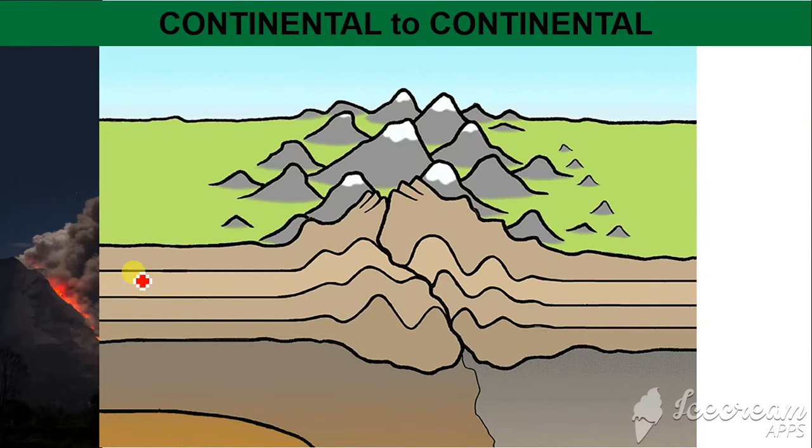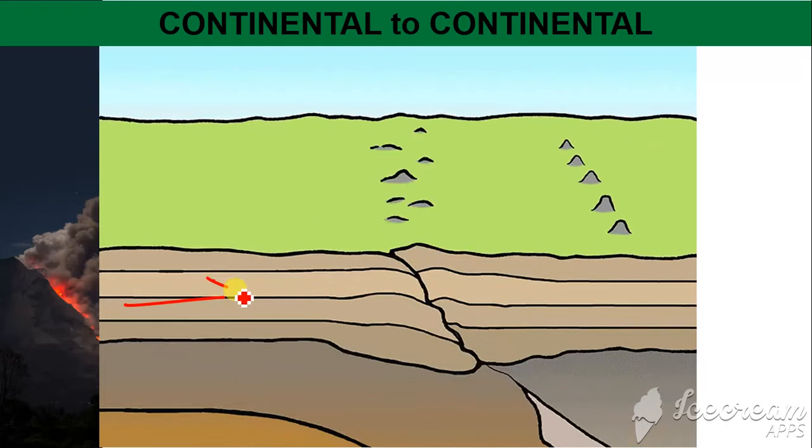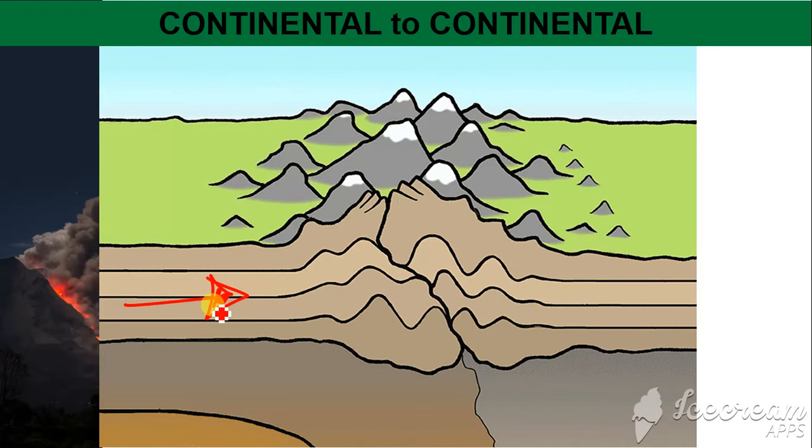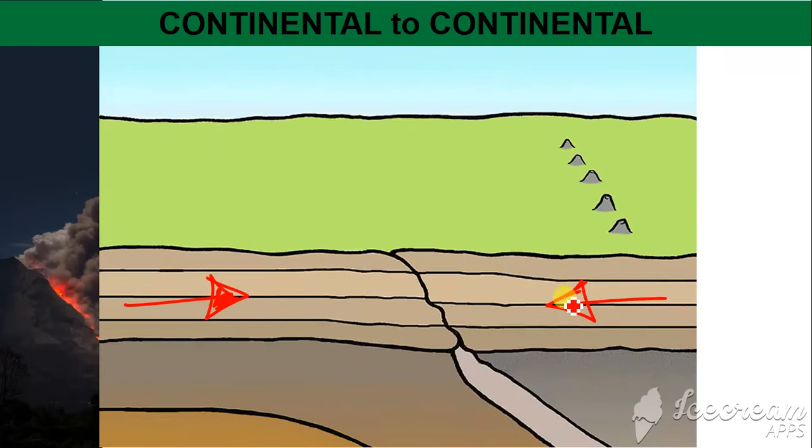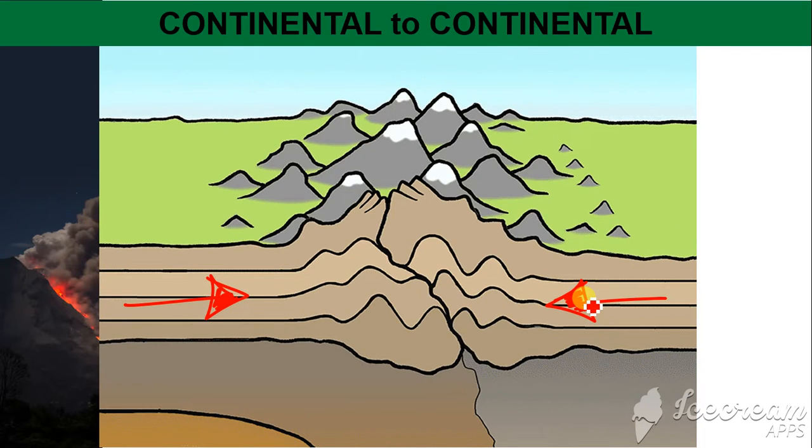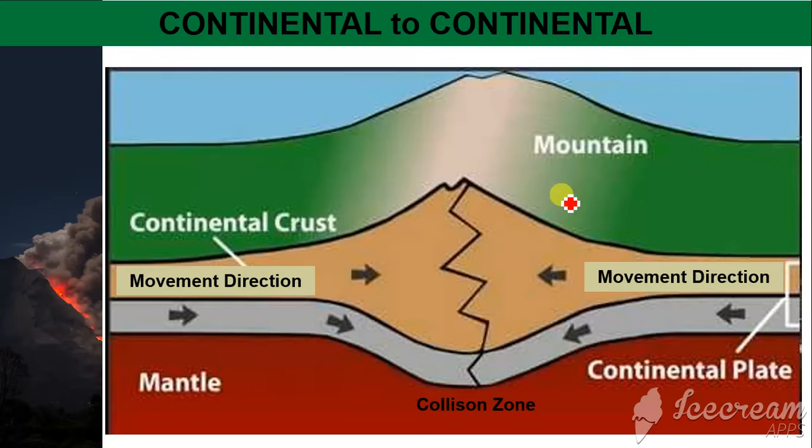So here we see a demonstration. We see that one of the continental plates is moving towards the other, and here we see that the plates are pushing upwards. Again, we see another demonstration. The two plates collide and they are forced upwards until they create fold mountains.